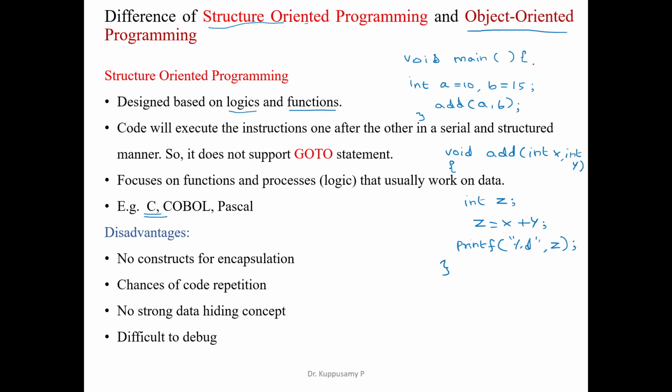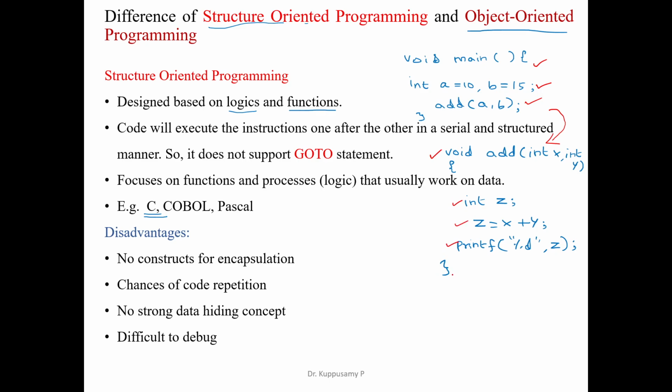this is the main function. The execution starts here. Then the next statement it will execute: integer a equal to 10, b equal to 15. Then it will execute add of a comma b. Once add of a comma b is executed, automatically the control will pass over here. Okay, so it starts to execute this line. Then it will execute this one, then this one.